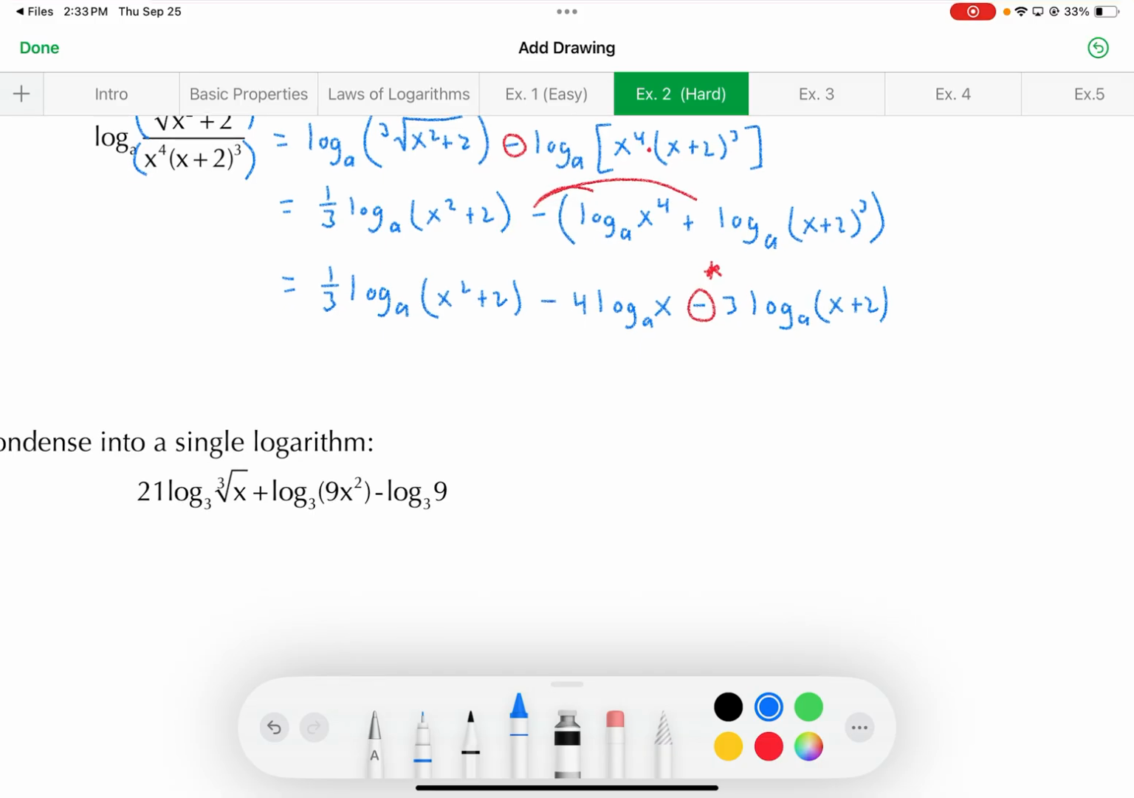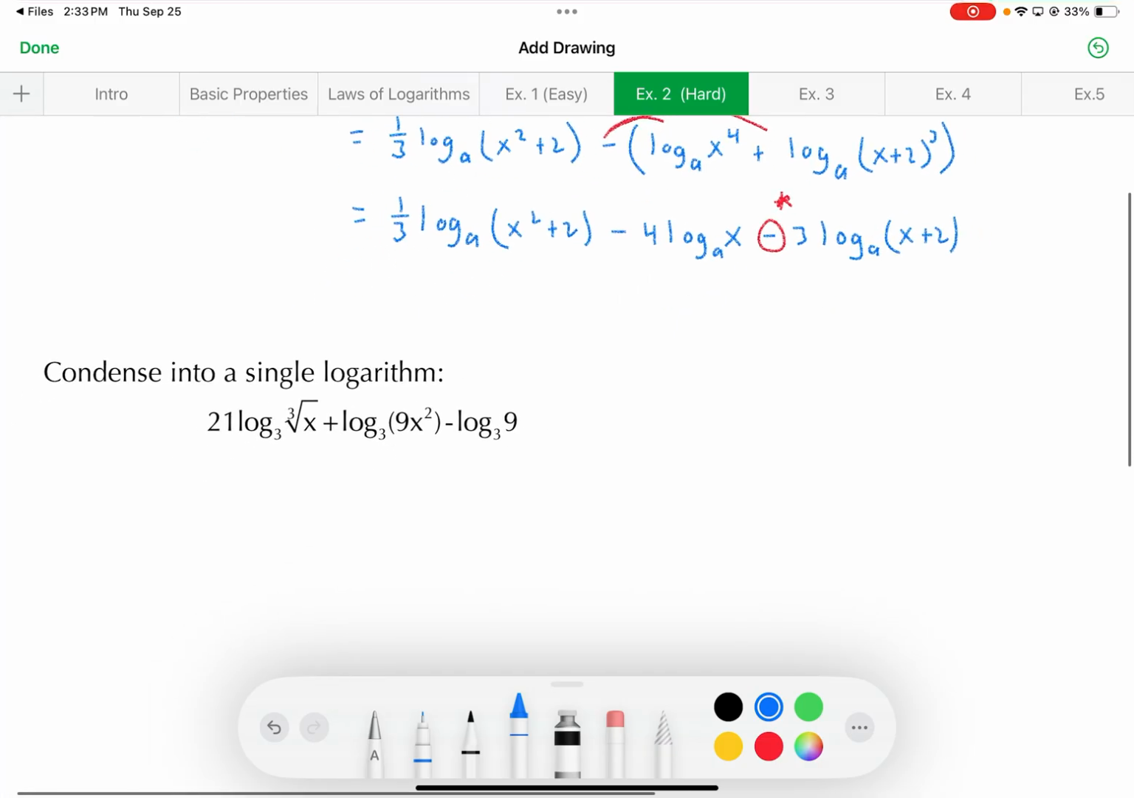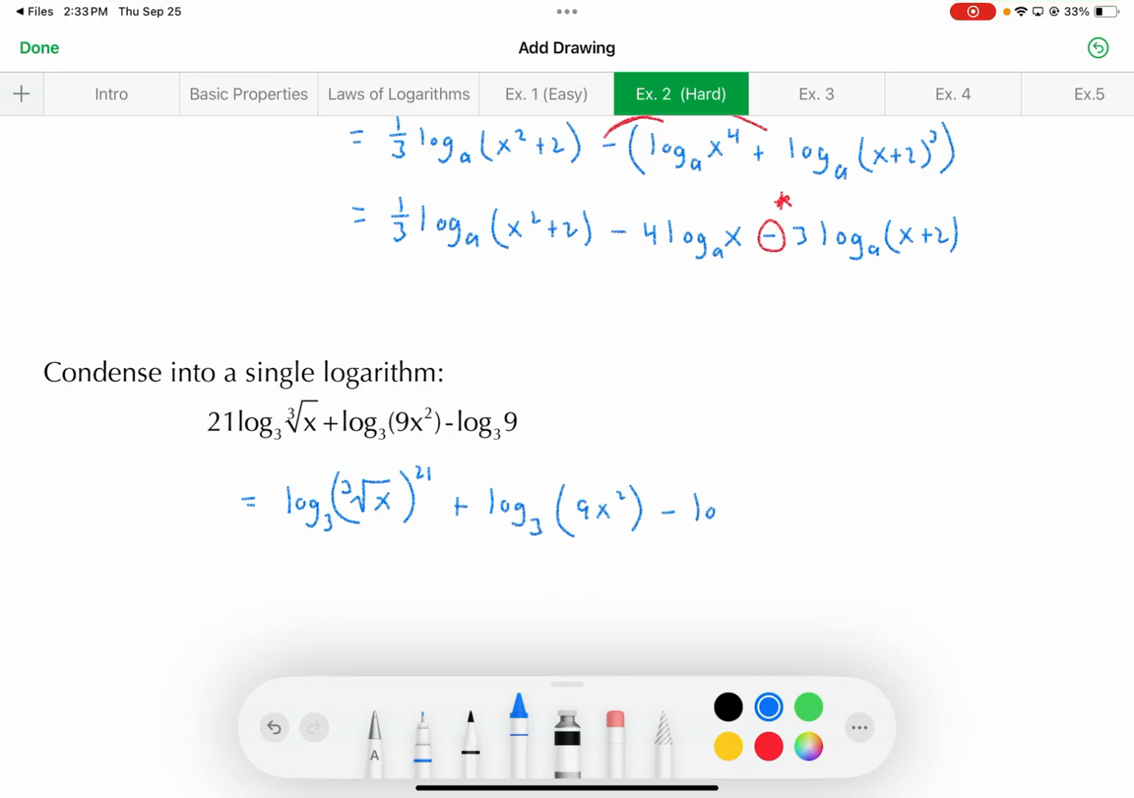All right, next we condense to a single log. Let's do power property first. Make that log base 3 of the cube root of x to the 21st. Now, what is the cube root of x to the 21st equivalent to? X to the 7th. Good.